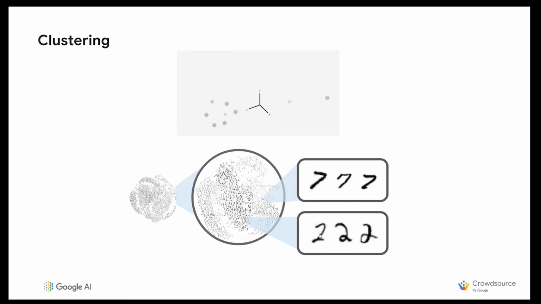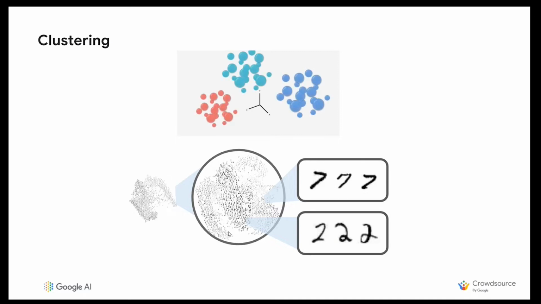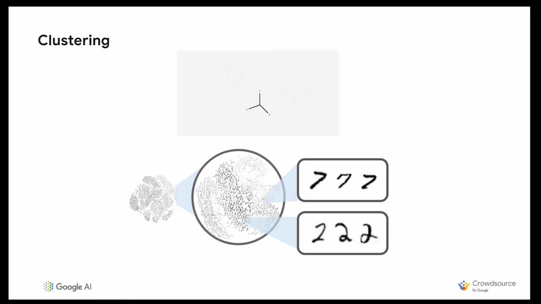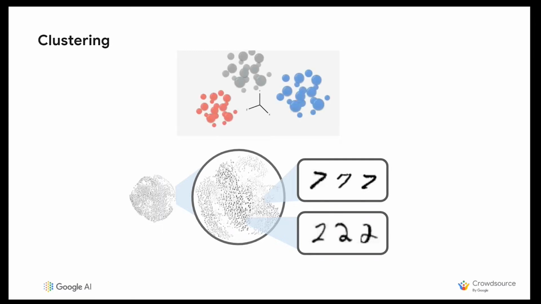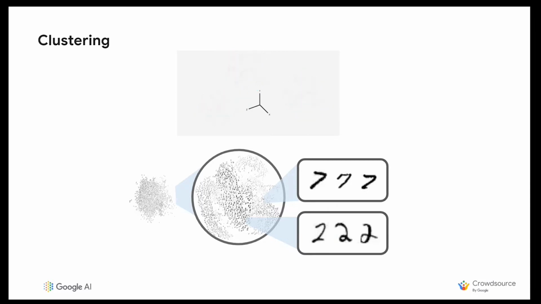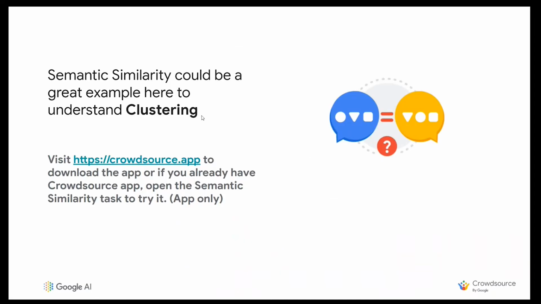So here 7 and 2 look almost similar, which is why they are placed nearby. And when you see other letters, they are pretty far from these particular letters. So it's basically clustering different objects or different texts based on the inner meaning of that particular image or text. That is how clustering works. You can find and implement clustering algorithms in the semantic similarity module in the Crowdsource application.